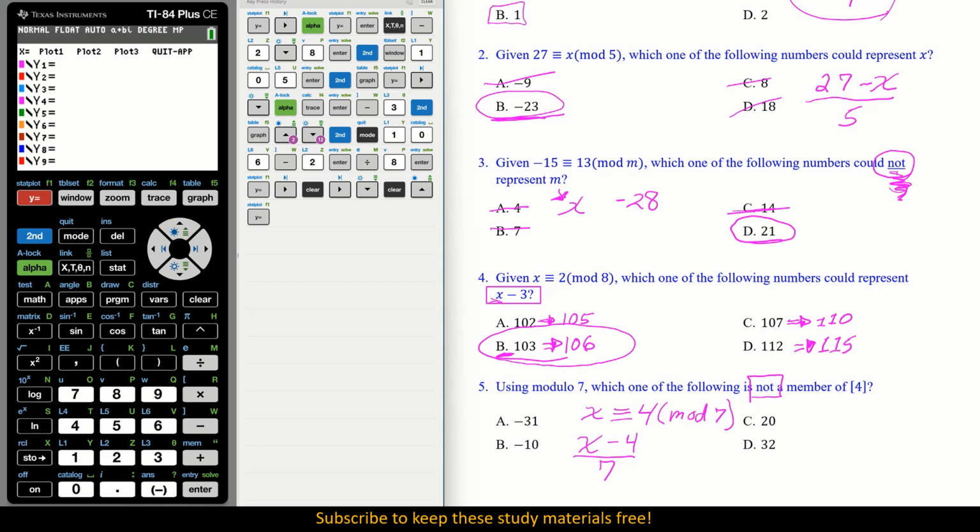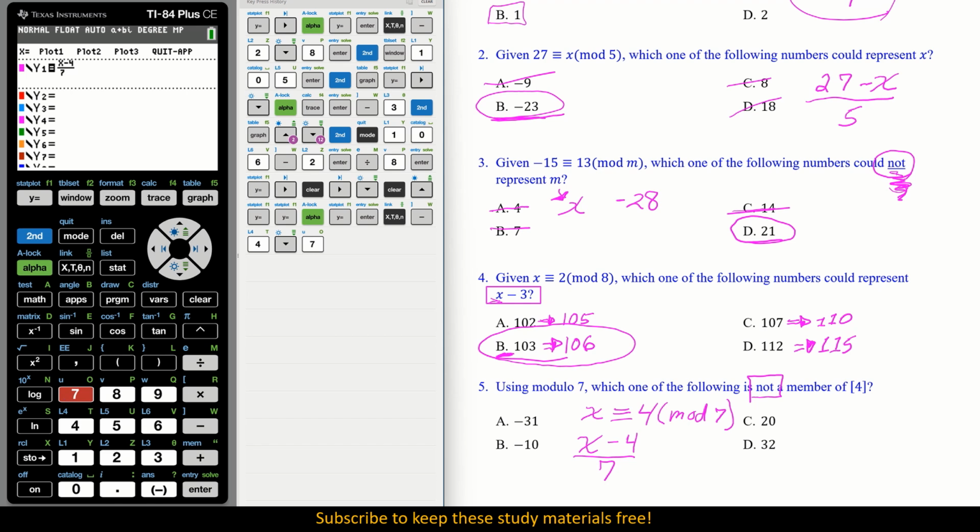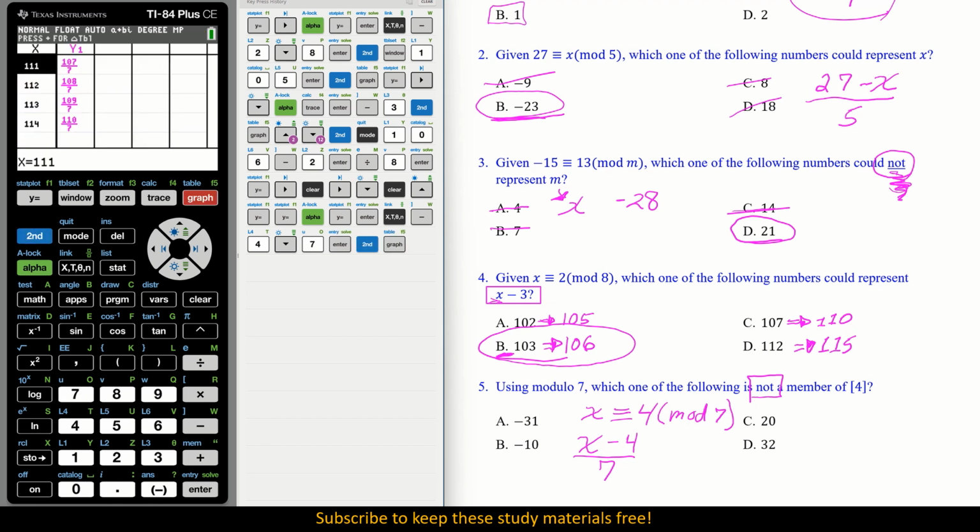Okay, alpha y equals. It didn't take it at first. Okay, I didn't press it right. All right, so what we want is x minus 4, and then over 7. All right, and then second graph. Okay, so we need to look at negative 31, negative 10, 20 and 32. Okay, well, we're way away from those.